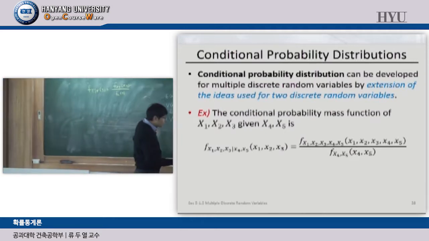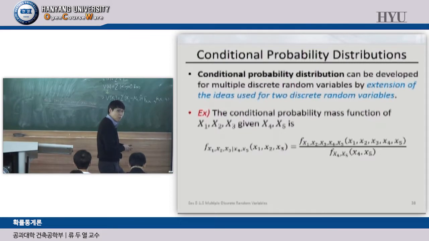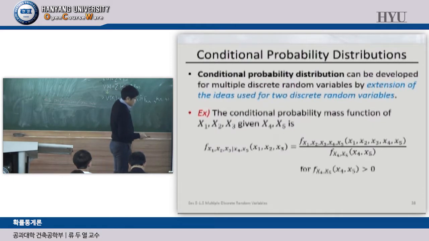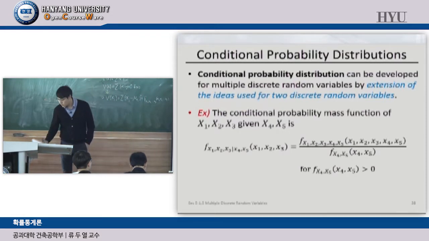And as you can see, this is the same formulation, but the number of random variables is just increased. Okay? But in this case, since we use the marginal probability mass function of xn4 and xn5 for the denominator, this should be larger than 0. Okay? And that is the requirement.